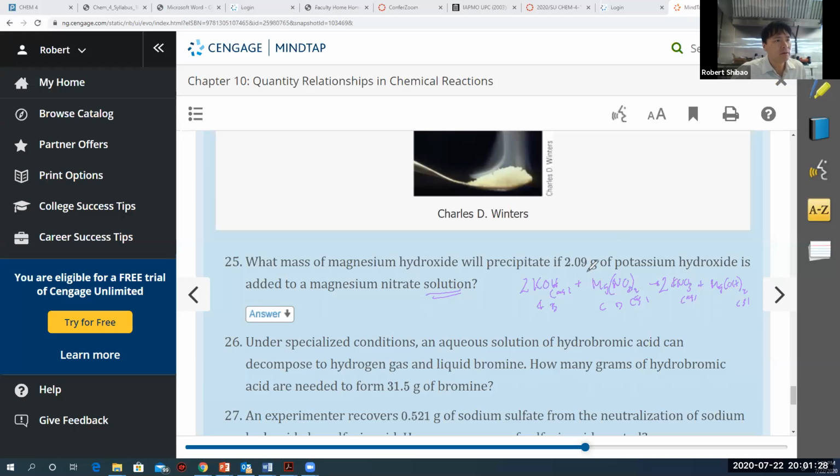Anyway, this is grams of potassium hydroxide. So grams of potassium hydroxide, we'll go to the moles of potassium hydroxide. The moles of potassium hydroxide to moles of magnesium hydroxide. You know, we don't care about the magnesium nitrate. We'll just skip over that. So we'll go to moles of potassium hydroxide all the way over here to moles of magnesium hydroxide. And then from moles of magnesium hydroxide, we'll go to grams of magnesium hydroxide. And that should be it there.